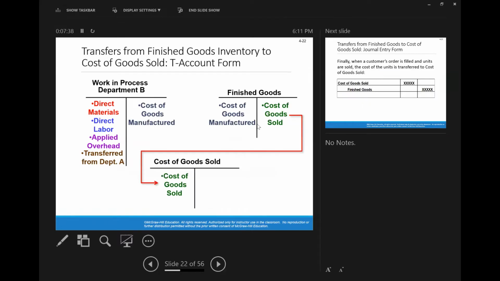And here's the T account. We see the credit over here going into debit when we sell the product. So remember, it's cost of goods manufactured. That's all of the cost that's been used in production for the products. And then when you sell it, now it becomes cost of goods sold. So cost of goods sold is because it was sold, right? Easy way to remember it.